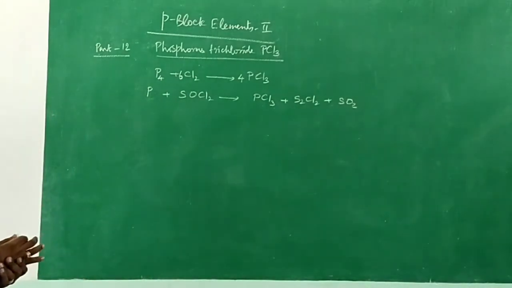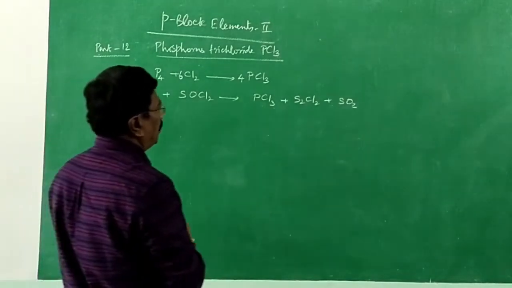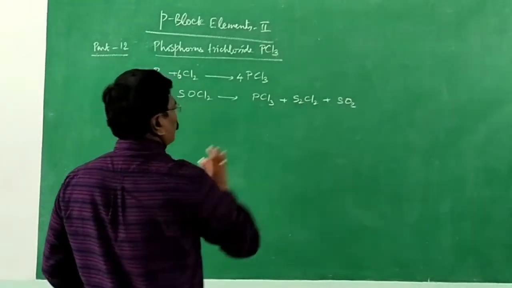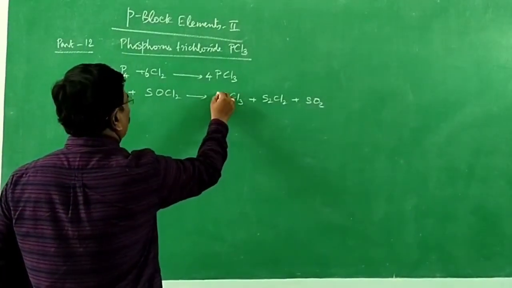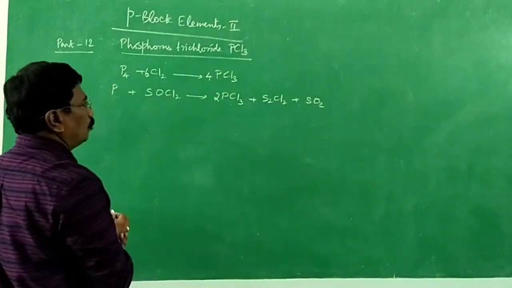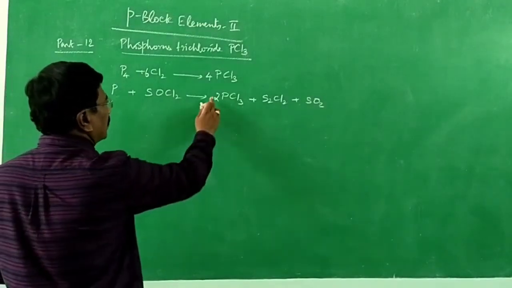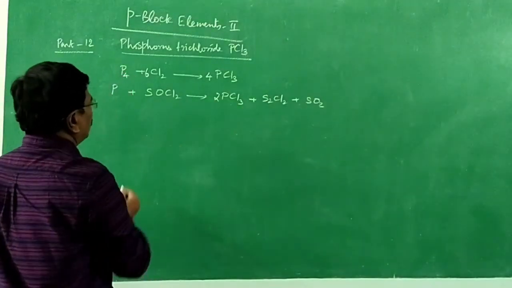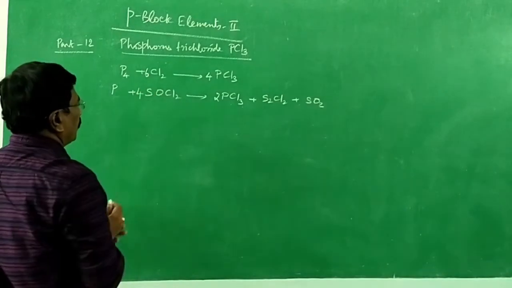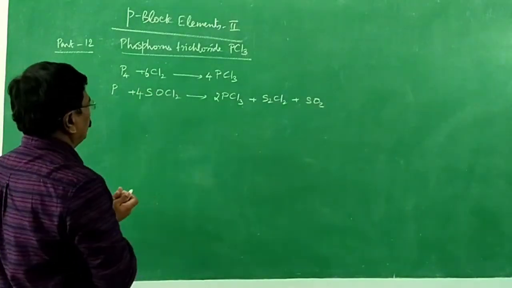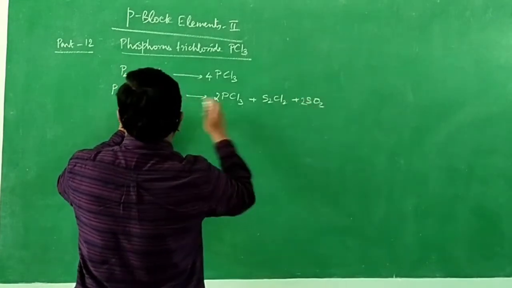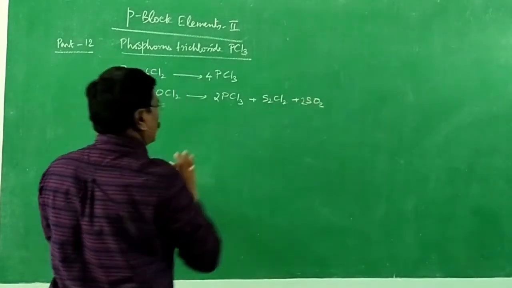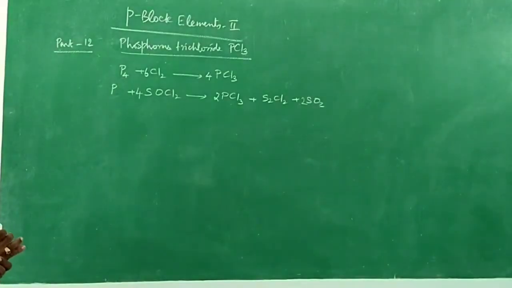Now, how to balance the equation? It cannot be in the form of 3, therefore we put at least 2. 2PCl3 means 6 plus 2, 8 chlorines. If it is 8, it can be 4SOCl2. If it is made 4 sulfur, 4 oxygen, the equation is balanced. It is a balanced equation.